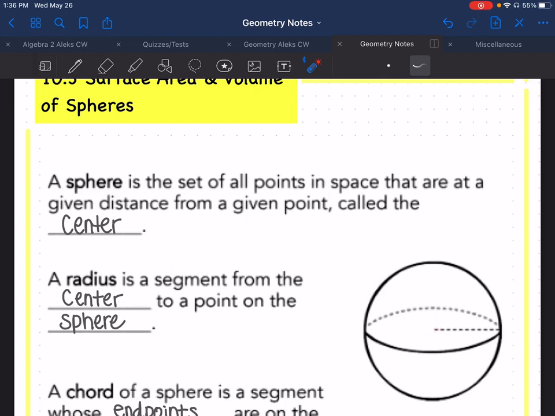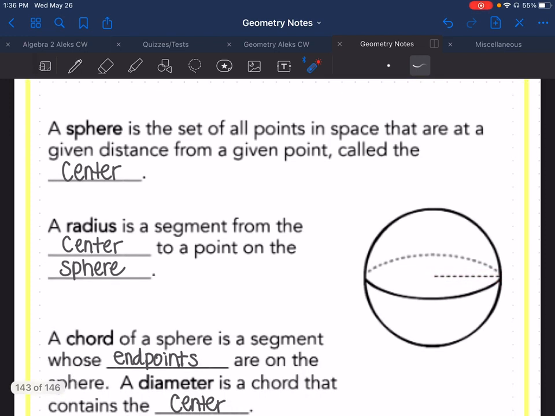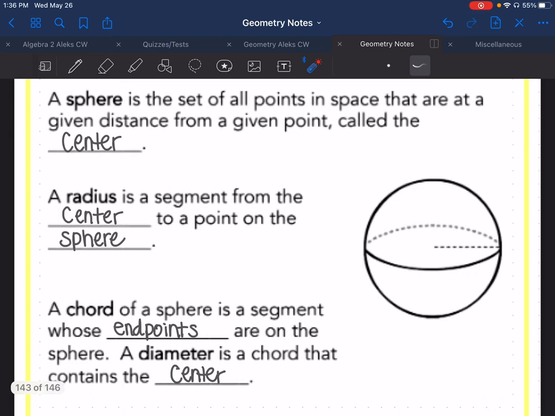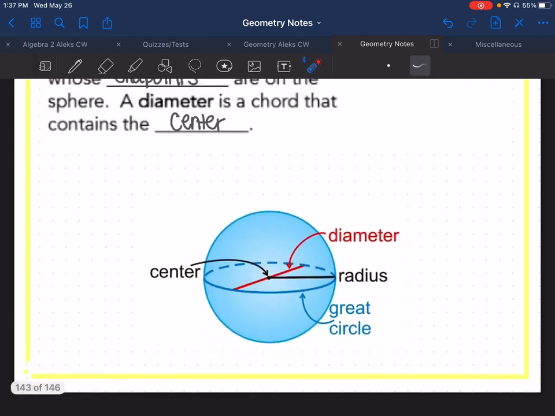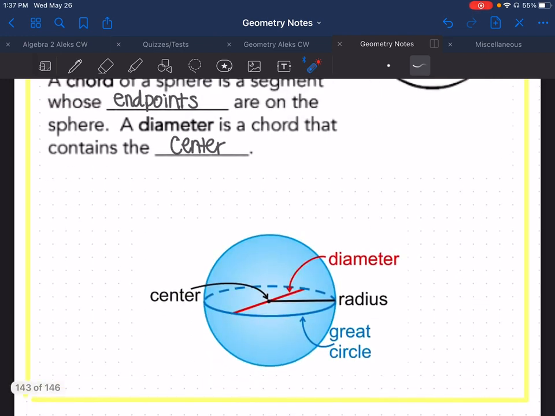A radius is a segment from that center to a point on the sphere. A chord of a sphere is a segment whose endpoints are on the sphere, and the diameter is a chord that contains the center. Here's a better picture so that you can see the diameter and the radius. And then this circle here, that if you can imagine, makes the circle into the sphere, makes it into a ball, a 3D shape. That is called a great circle.